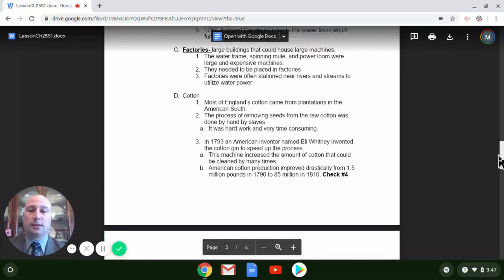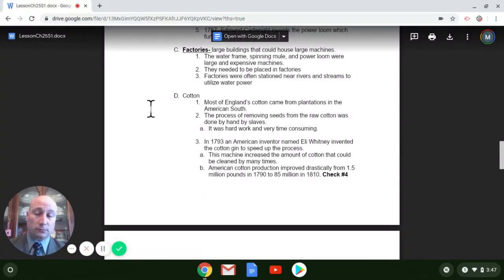Capital letter D is going to talk about cotton. Now, if you're going to be producing textiles in a factory, you have to start with the basic resource of cotton. Most of England's cotton at this time was coming from plantations in the American South. The process of removing seeds from raw cotton was extremely difficult, very hard work. It cut up your hands quite often. This type of work was being done by slaves in the American South. It was very time consuming and, once again, extremely hard work for them to take the seeds and remove them from the raw cotton.